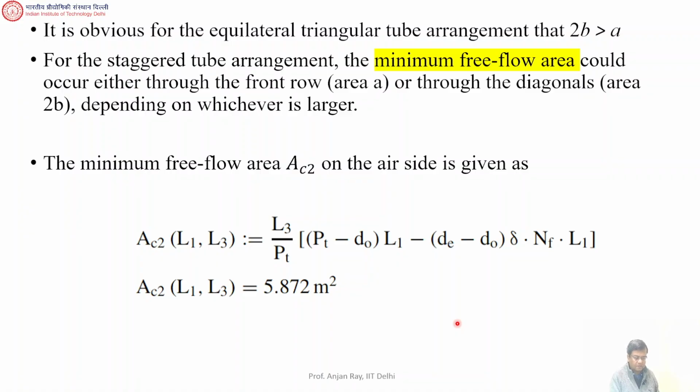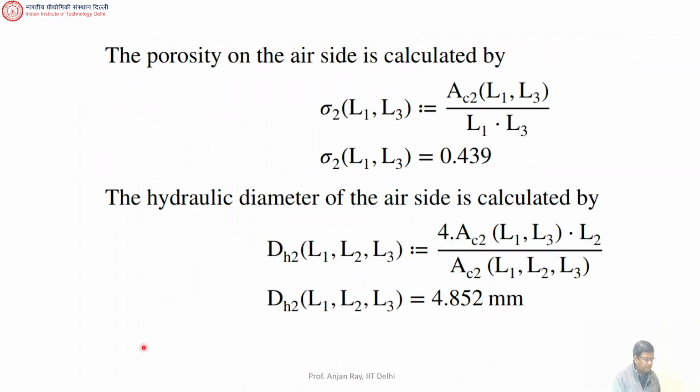Where do we use this? We'll use this in getting hydraulic diameter. This free flow area will give you a hydraulic diameter, hydraulic diameter for the flow external to the tubes, right? Now we also calculate, the book has also calculated porosities. What is porosity? Porosity is this area divided by L1, L3. Okay. What is L1, L3?